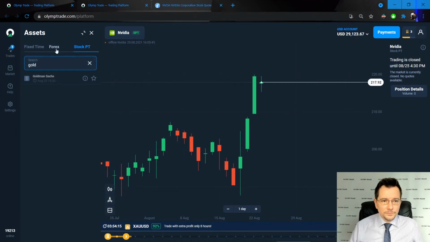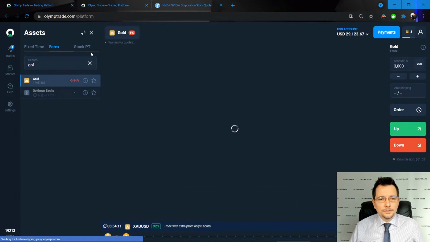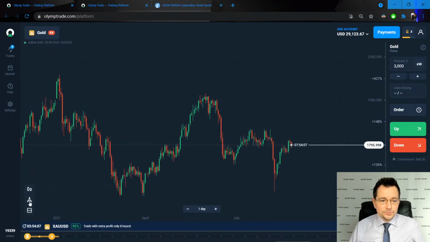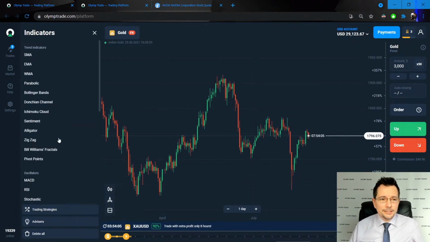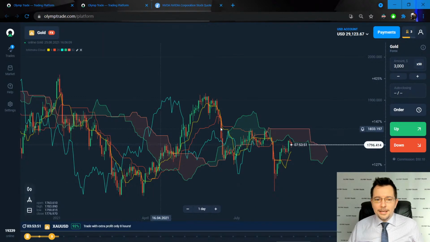Oops. Here we have some gold. So I have the daily graph open, and because we're talking about trend indicators, you just go ahead and click the indicator button, and then all of these guys right here, these are all trend indicators, and some of them are really powerful. Have a look at this. I'm just going to click on the Ichimoku cloud, and it gets really crazy.